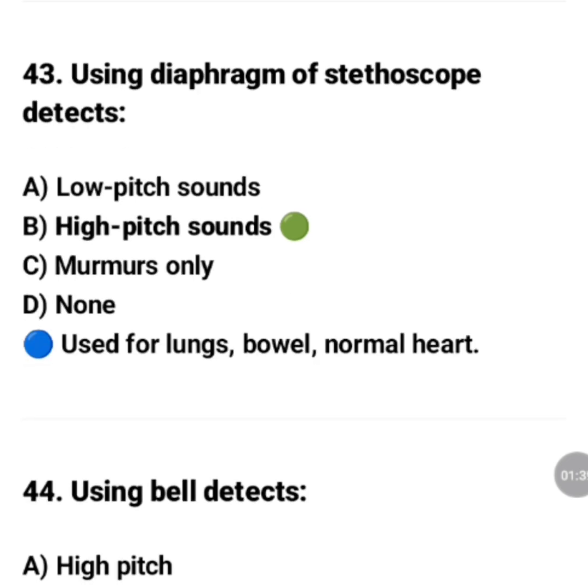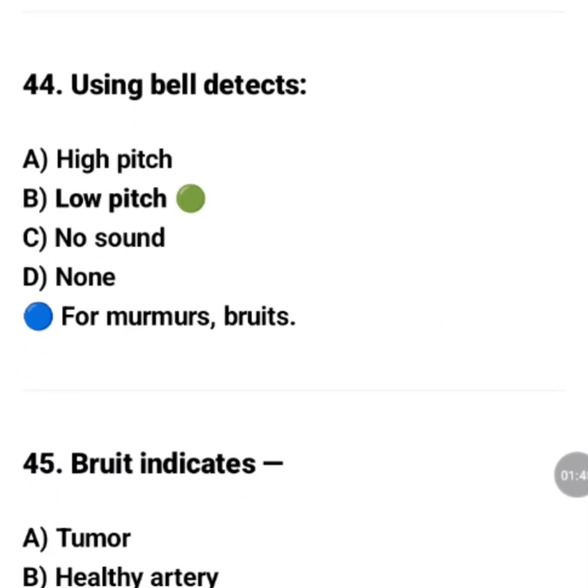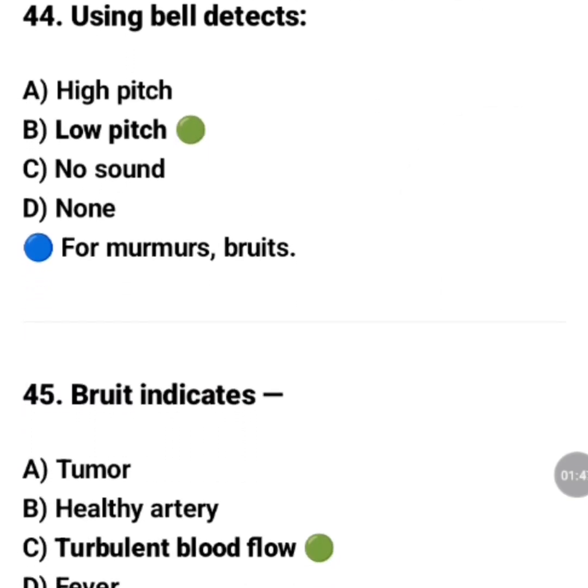Using the diaphragm of the stethoscope detects... the correct answer is high pitch sounds, used for lungs, bowel, normal heart sounds. Using the bell detects... the correct answer is option B, low pitch sounds, for murmurs, bruits.